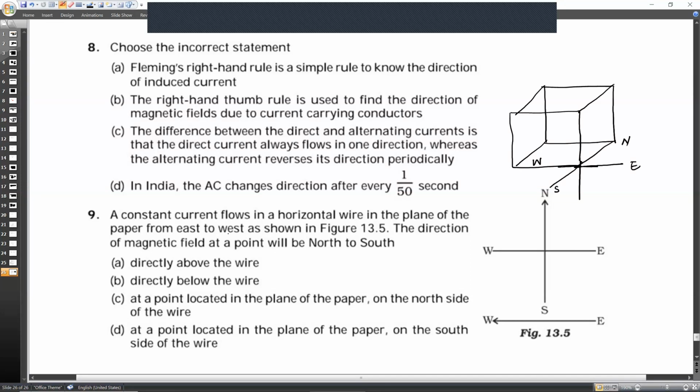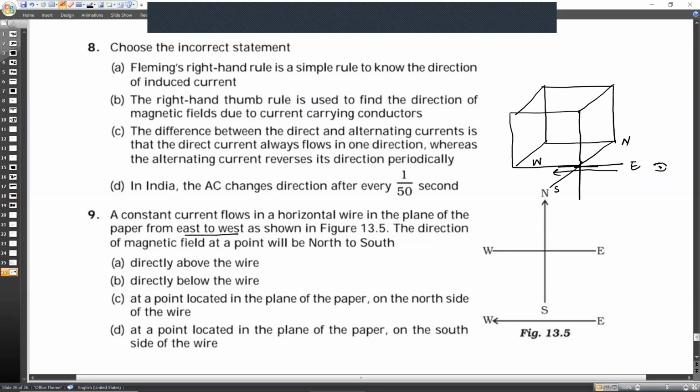Now, current is flowing in the plane of the paper from east to west. So it is flowing from east to west. The direction of magnetic field lines is from north to south. Now the direction of magnetic field lines. So from where are you observing this one? You can choose any direction. If you choose here from east, that you are observing it from here.